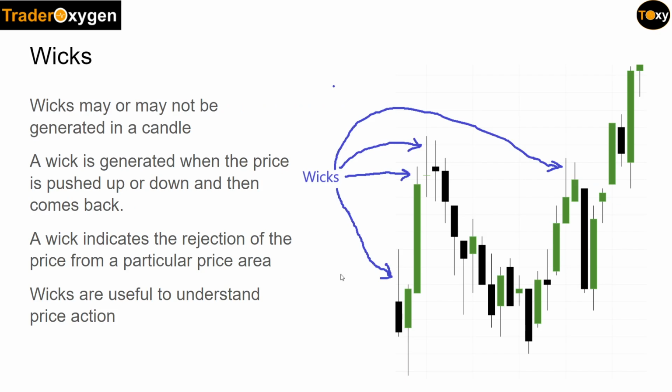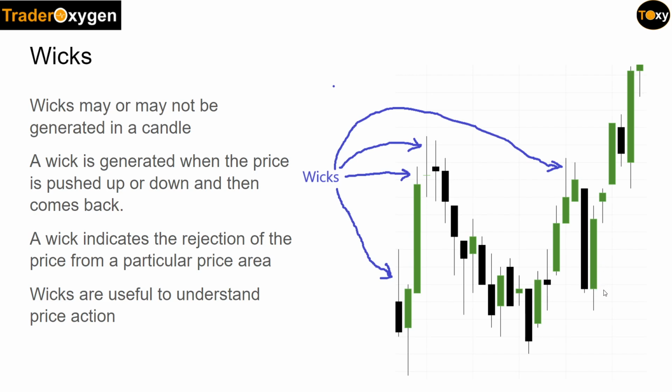Okay, now in this process of forming a candle, it can form wicks. Wicks are these lines you see on the two sides of each candle. Now in some candles you may not see the wicks, but in most of the candles you will see a wick. For example, if you look at this green bullish candle, let's take this one. This is green, meaning bullish.